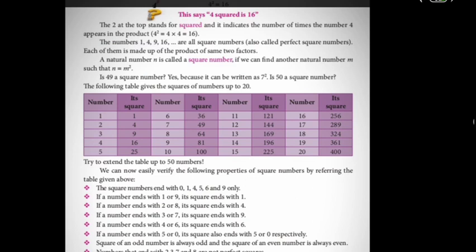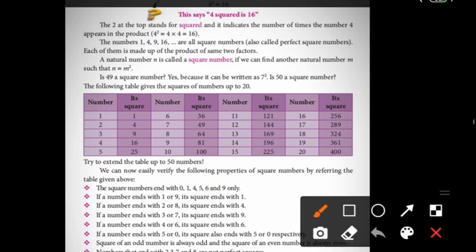The square of an odd number is always odd. The square of an even number is always even. So, let us take 1, an odd number. Its square is 1, which is odd. Let us take 3. 3 is an odd number, its square is 9, which is an odd number. 2 is an even number, 2 twos are 4. Let us take 8.